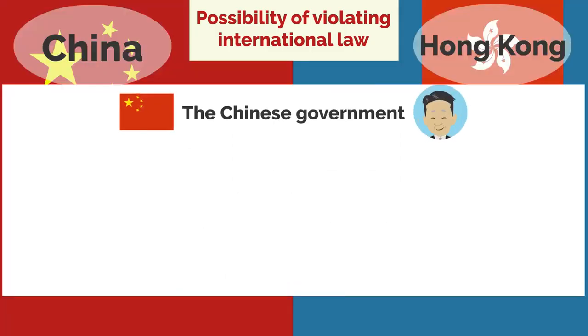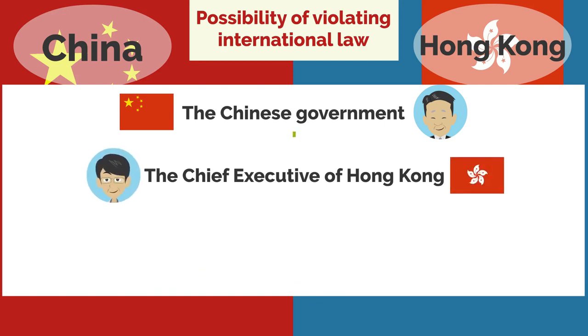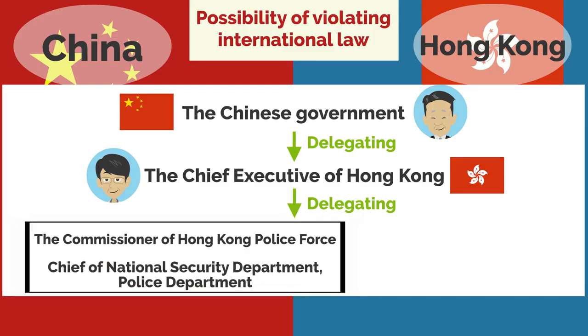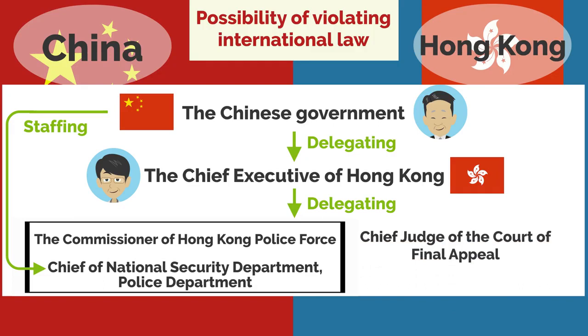However, the Chief Executive of Hong Kong will be appointed under the initiative of the Chinese government. The Commissioner of the Hong Kong Police Force will be appointed by the Chief Executive of Hong Kong. In addition, the Chinese government will create a national security department within the Hong Kong Police Force to accept personnel from China. And the Chief of the Hong Kong Police Force's National Security Department is appointed by the Chief Executive of Hong Kong.